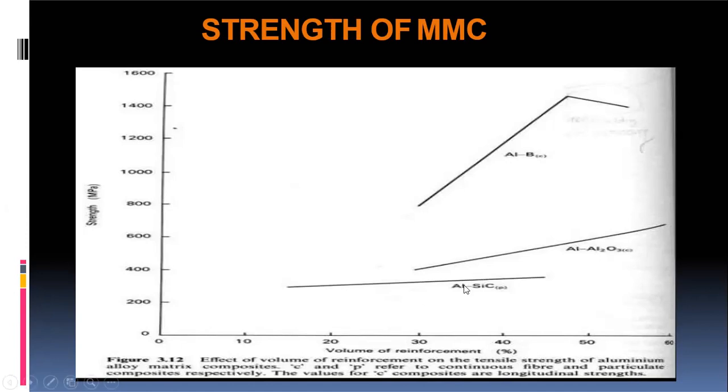So first we are seeing the aluminum silicon carbide. The strength of the aluminum silicon carbide is up to 300 megapascals, and the volume of reinforcement is 15 to 45%. So we can use the aluminum silicon carbide as reinforcement at 15% to 45%.